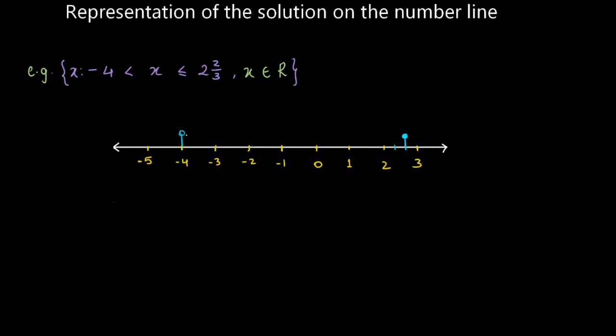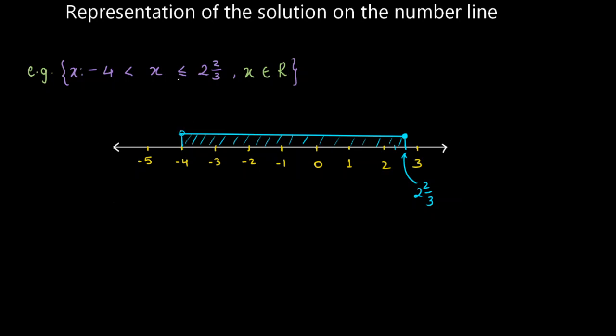Now the x belongs to real numbers, so all numbers in between these two values have to be included. So let's just mark our region, and this here is the region between -4 and 2/3. So if I want, I can just mention this is 2/3. So this is how we'll represent a real number solution on the number line.